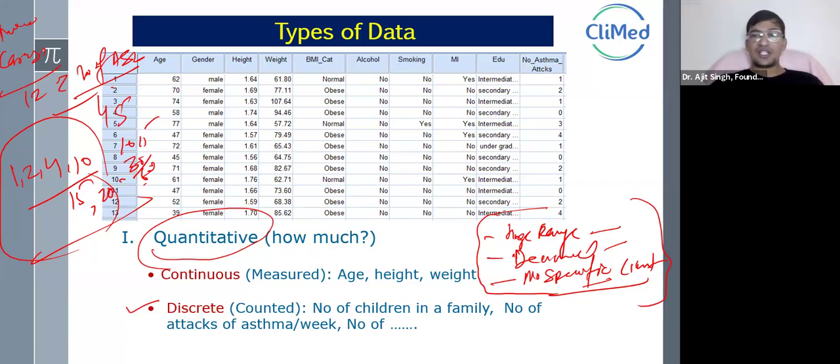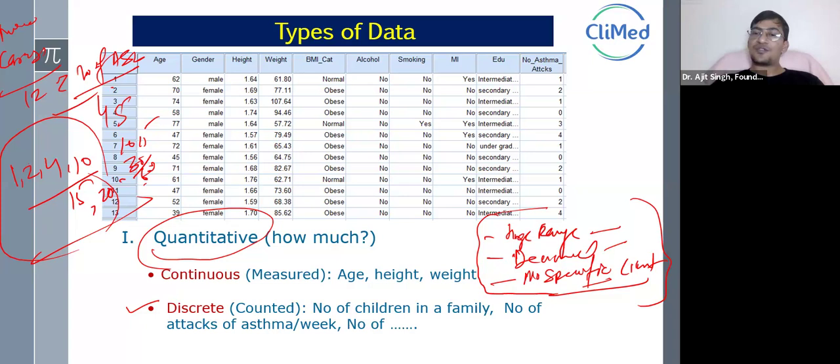I have 1.5 children. There are 3.5 children, or I have 2.5 cars, or maybe I got 3.5 asthma attacks. Not at all possible. So in quantitative data, there are two types: one is continuous, one is discrete. The factors which differentiate these are a huge range with no specific limit, and the decimal. Okay, these are the different types of data.